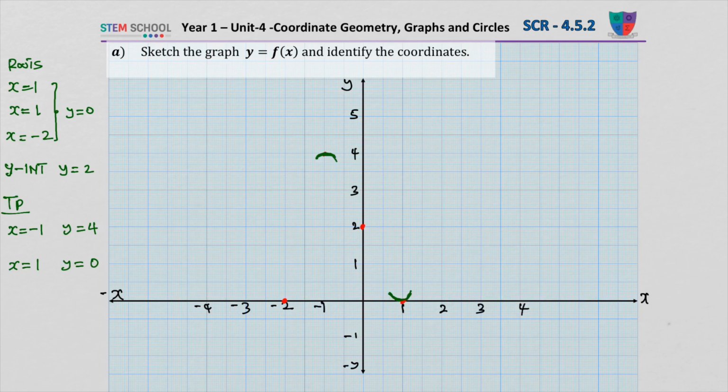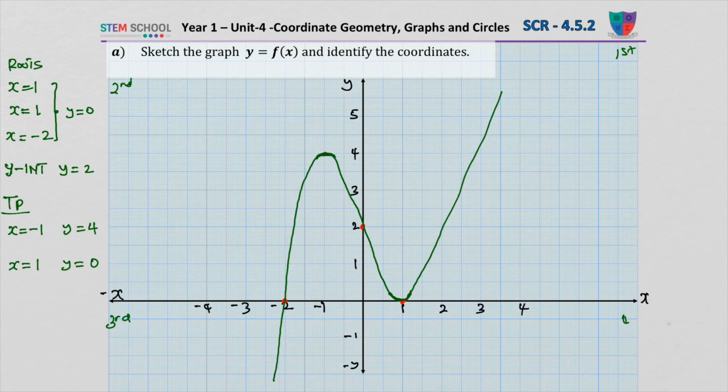So coming down and then going up, and that is coming down here. Obviously it's coming from the third quadrant. This is the third quadrant, second, and the first quadrant. And that's the fourth quadrant.